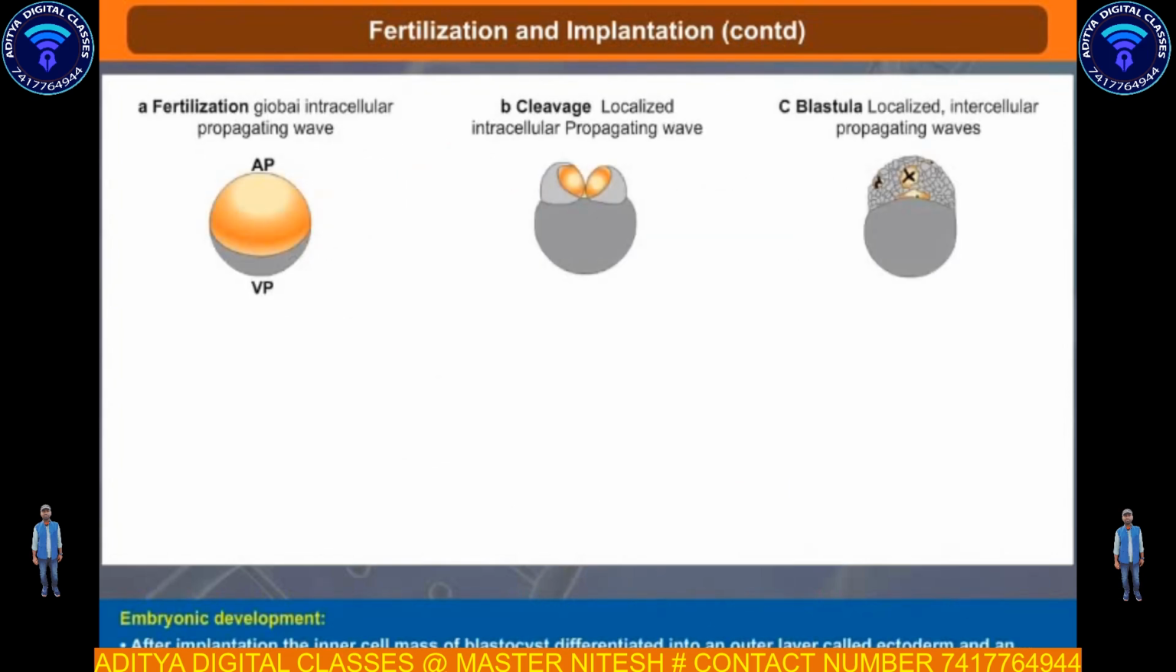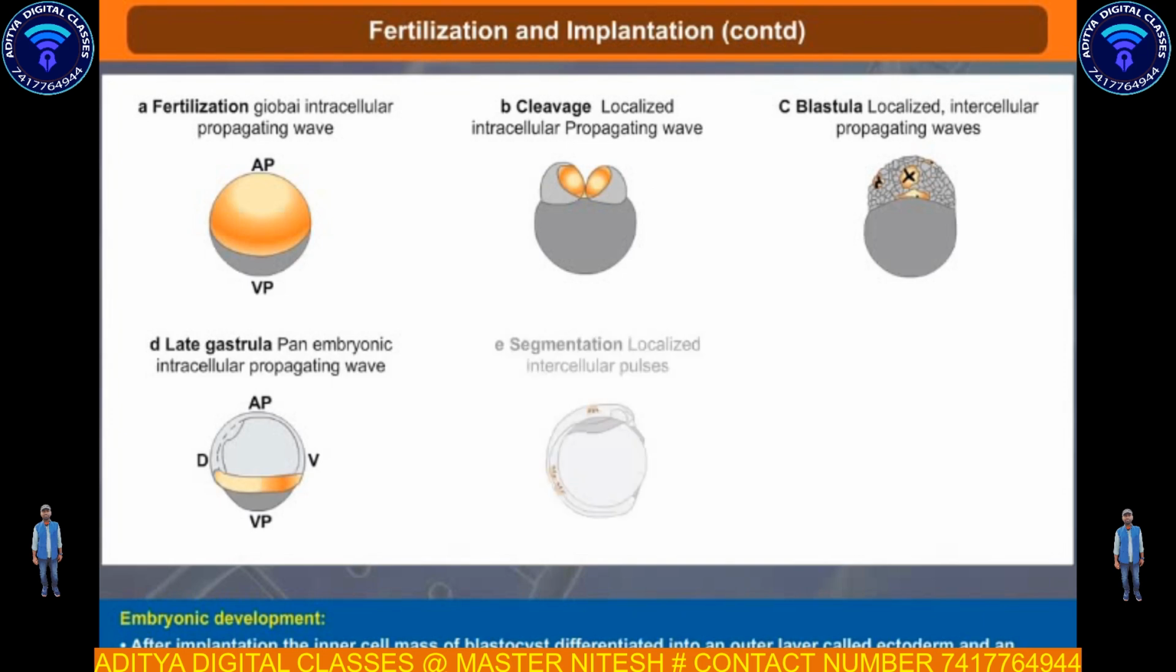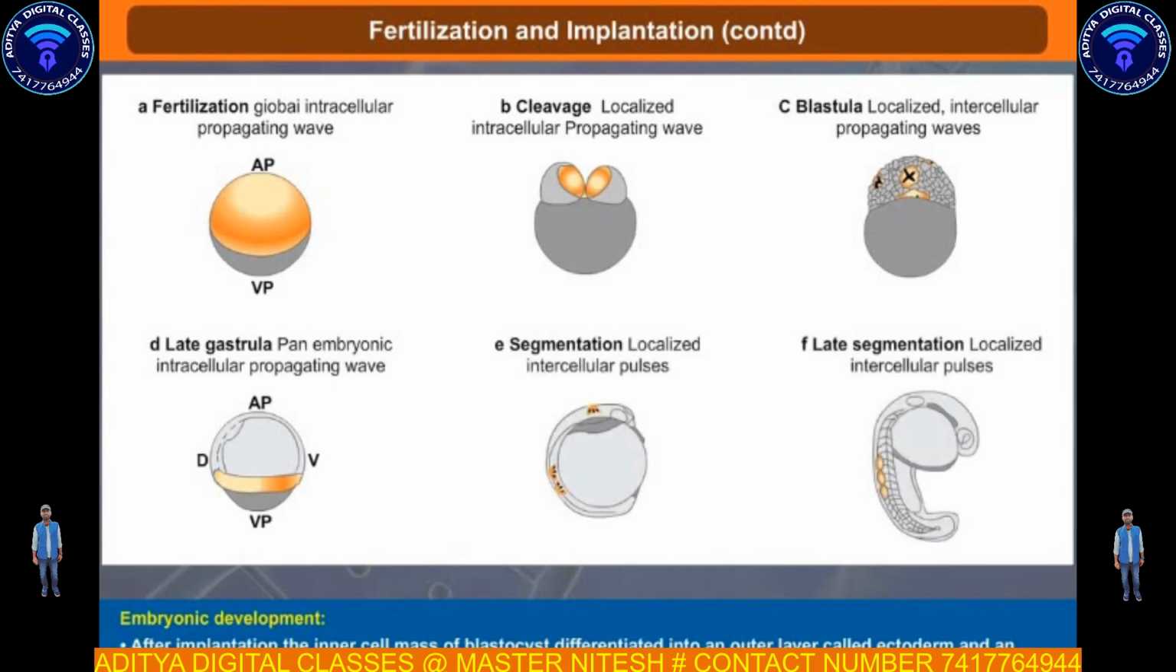Embryonic development. After implantation, the inner cell mass of blastocyst is differentiated into an outer layer called ectoderm and an inner layer called endoderm. Mesoderm is differentiated between ectoderm and endoderm. The inner cell mass contains cells called stem cells having potency to produce all types of cells, tissues and organs by differentiation.